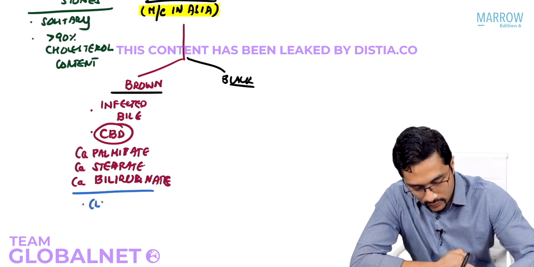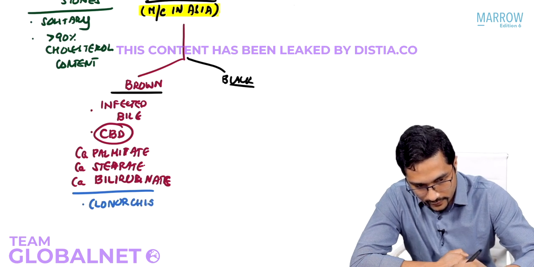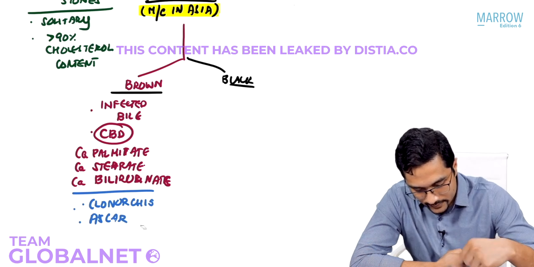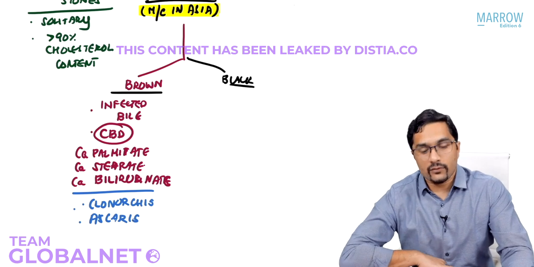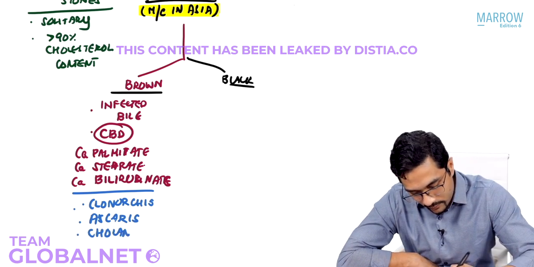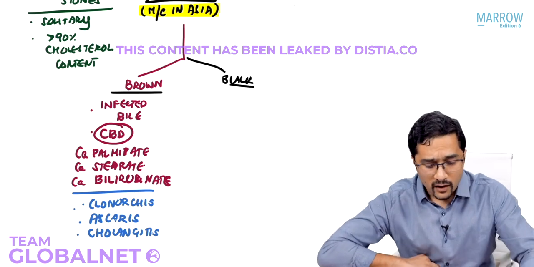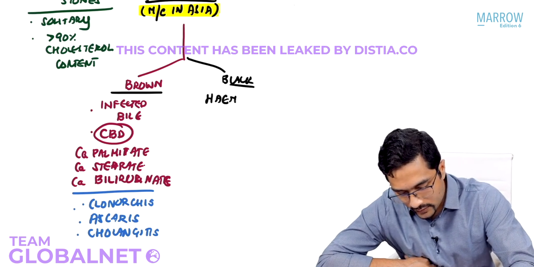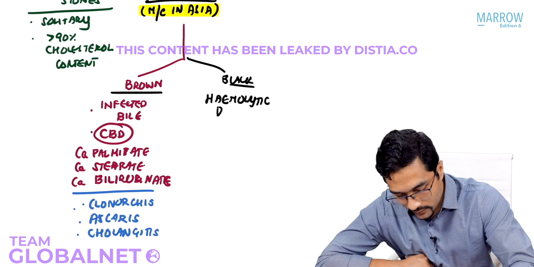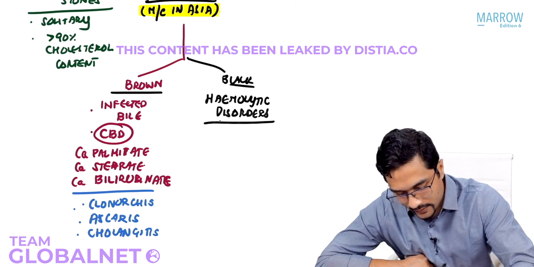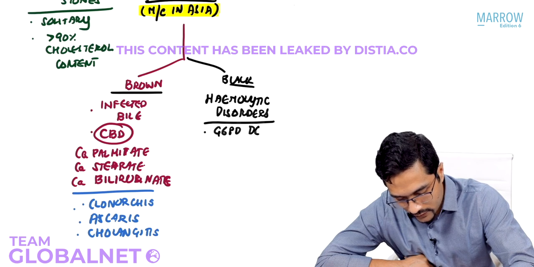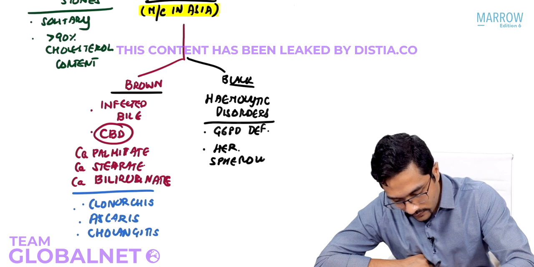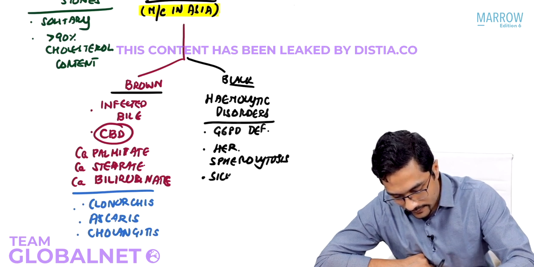And the predisposing factors can be clonorchis infection or ascaris infestation, which can give rise to formation of these brown pigment stones. It can be secondary to cholangitis as well. Black pigment stones, on the other hand, are seen in hemolytic conditions. They are seen in hemolytic disorders, and the hemolytic disorders in which they are seen can be G6PD deficiency, hereditary spherocytosis, and sickle cell anemia.